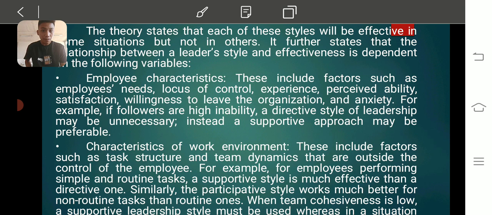Similarly, the participative style works much better for non-routine tasks than routine ones. When team cohesiveness is low, a supportive leadership style must be used, whereas in a situation.